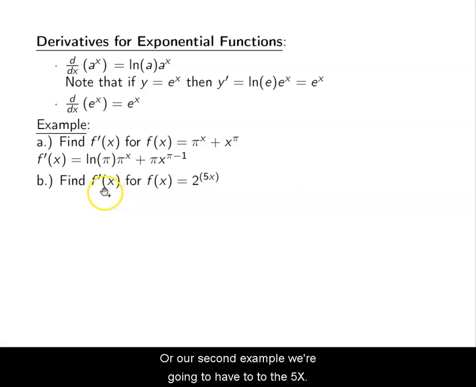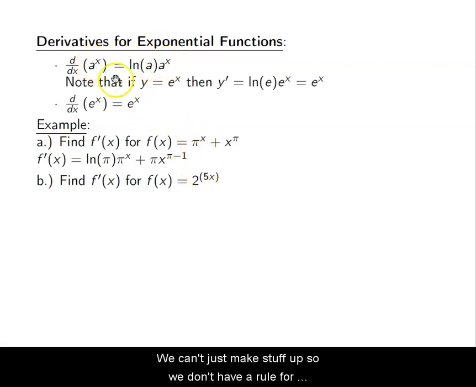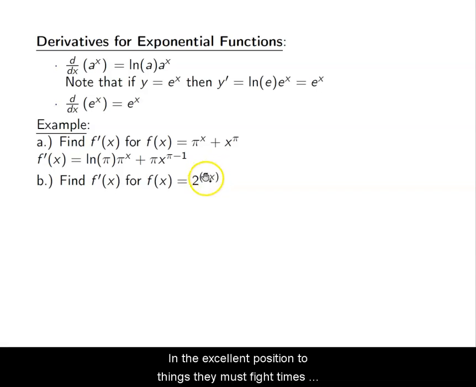For our second example, we're going to have 2 to the 5x. So here we want to use our rules of exponents to make this simpler, because if you notice, the 5 is attached to the x, but we don't have a rule for that. We can't just make stuff up. So we don't have a rule for when this happens. So what we're going to do is use our exponential rules. I know that when I have in the exponent position 2 things being multiplied times each other, that's because I'm raising a power to a power.